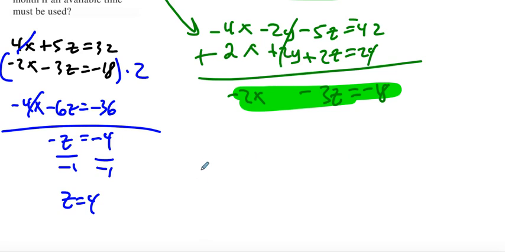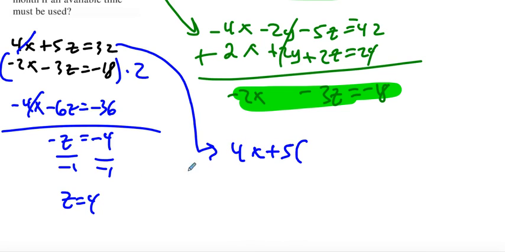All right, so let's just maybe use this guy right here. 4x plus 5 times z, which is 4, equals 32. That's 20 right there, right? So if I subtract 20 from both sides, I get 12. Divide both sides by 4, and I get 3.